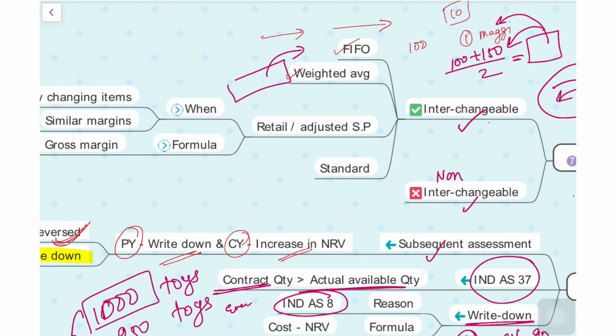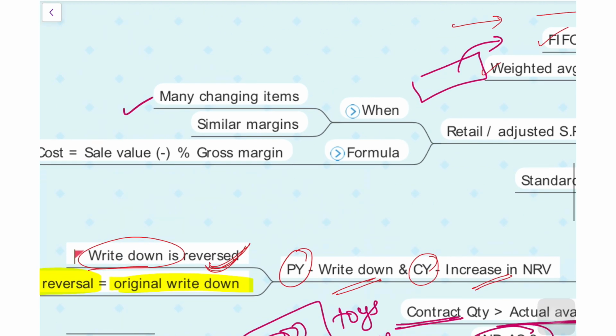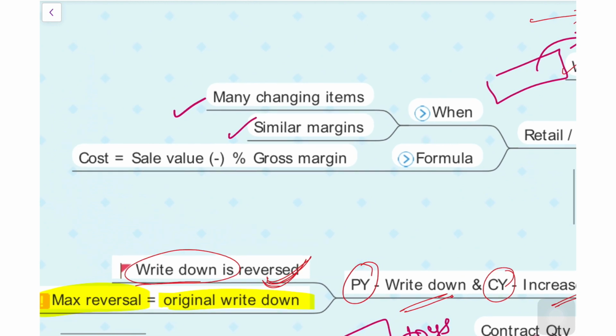Next, you have the retail price or adjusted selling price method. You use this method when you have many items which can be interchangeable and which have similar profit margins. Here the formula you use to find your cost starts with the selling value. Suppose you sell each Maggi packet at 100 rupees and the profit on every Maggi product is, suppose, 5%.